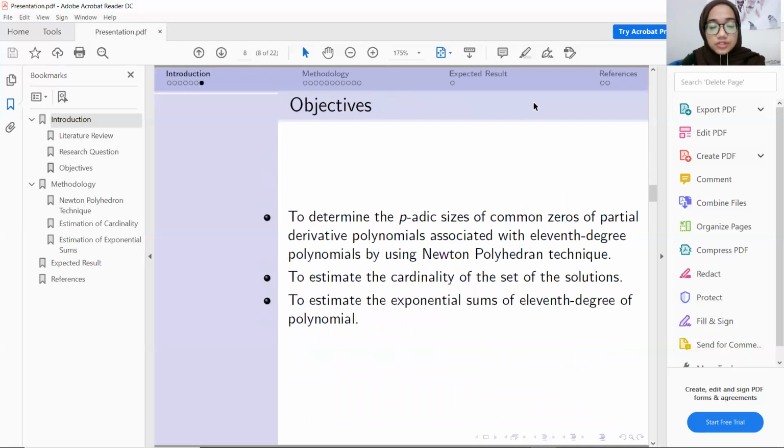So here, there are 3 objectives that I want to achieve in this research proposal, which is to determine the p-adic size of common zeros of partial derivative polynomials associated with 11-degree polynomials by using the Newton polyhedron technique, to estimate the cardinality of the set of the solution, and lastly, to estimate the exponential sums of an 11-degree polynomial.